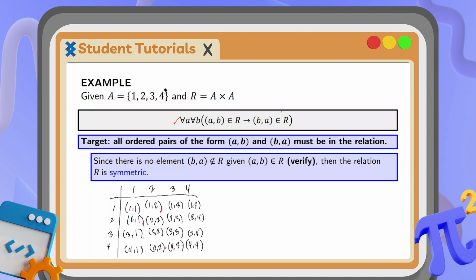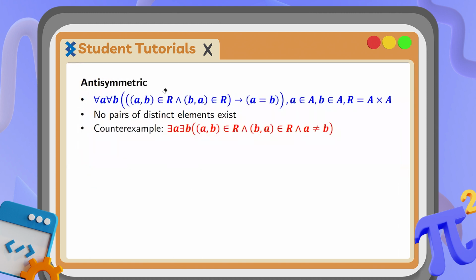So now let's proceed with the next property, antisymmetric, which states that if AB is in the relation and BA is in the relation, then they are both equal, where no pairs of distinct elements exist. And we will now proceed with the example. And here's the counterexample for the antisymmetric property to determine if something is not antisymmetric.